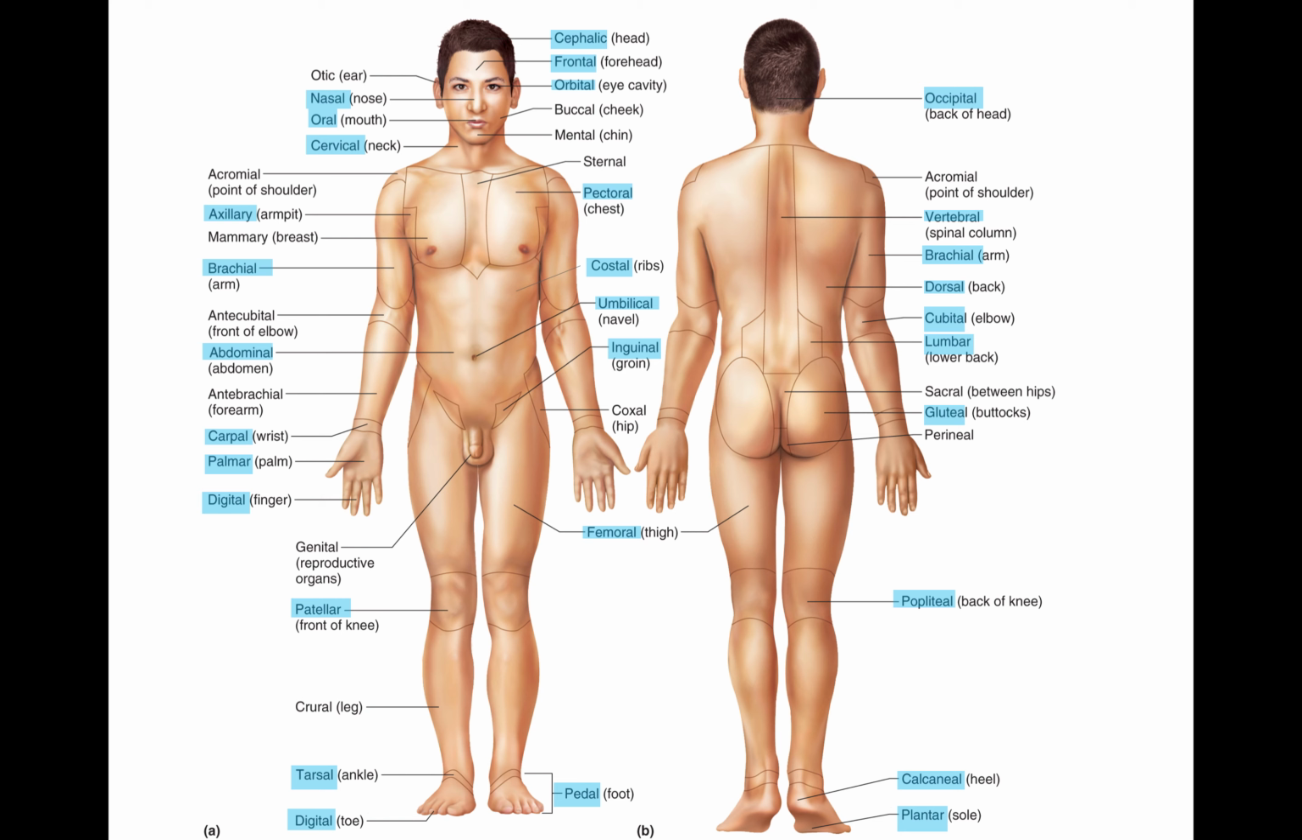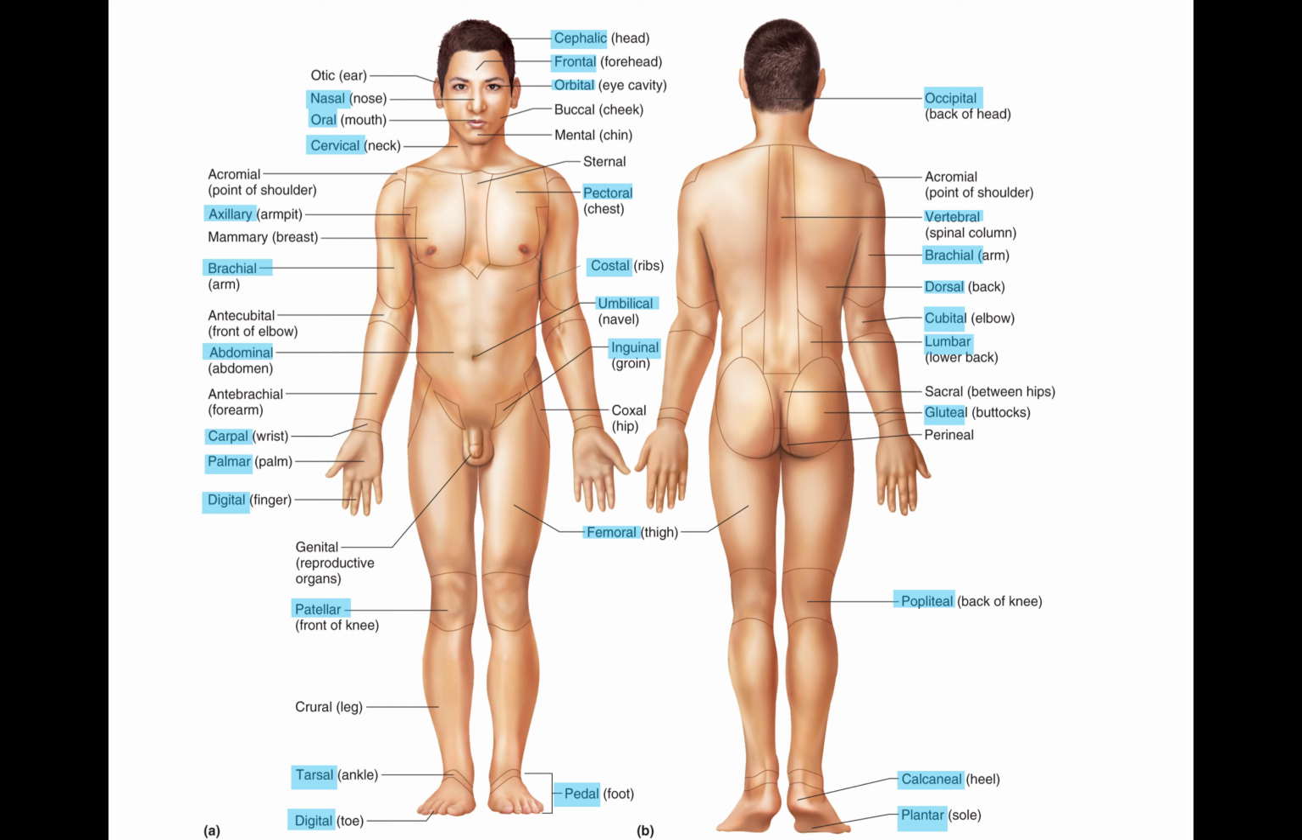Back to the arm and hand, your cubital region is your elbow. Carpal is your wrist. Palmar is the palm of your hand. And digital means fingers. It also means toes. We're referring to your digits.